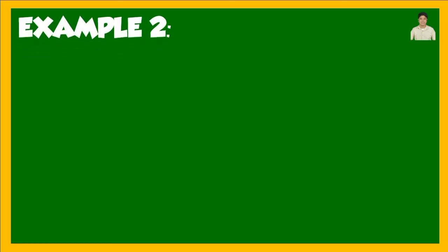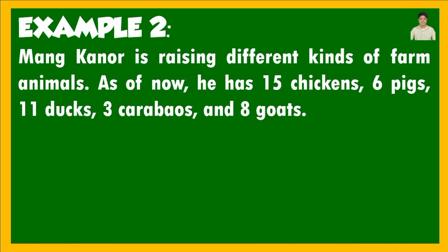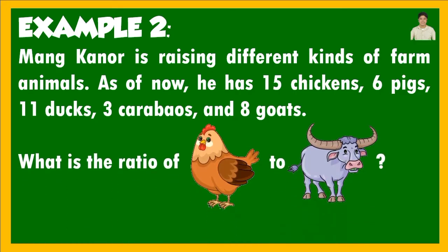So let's have the second example. Mancanor is raising different kinds of farm animals. As of now, he has 15 chickens, 6 pigs, 11 ducks, 3 carabaos, and 8 goats. So ayan, may alagang hayop si Mancanor. So 15 na chickens, 6 pigs, 11 ducks, 3 carabaos, and 8 goats. So what is the ratio of chickens to carabaos?